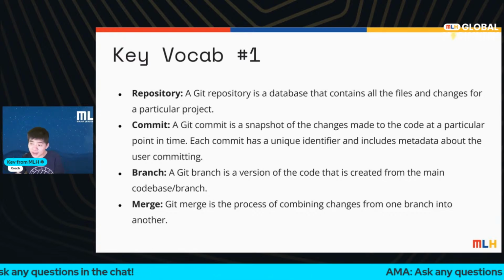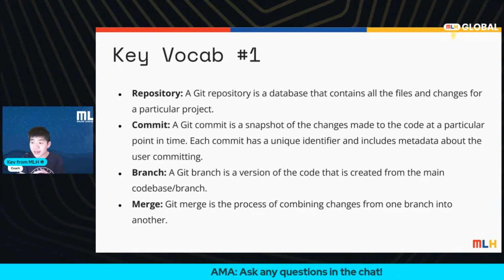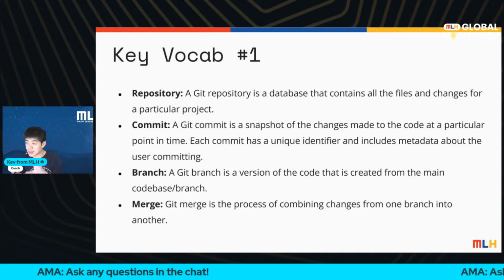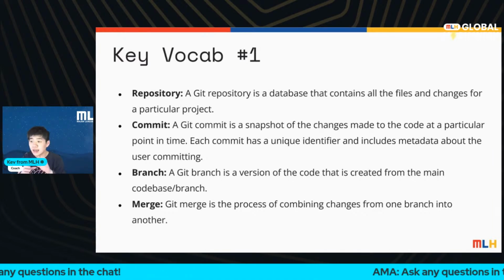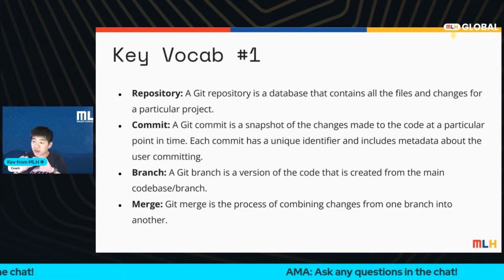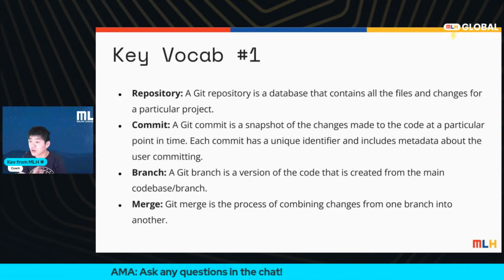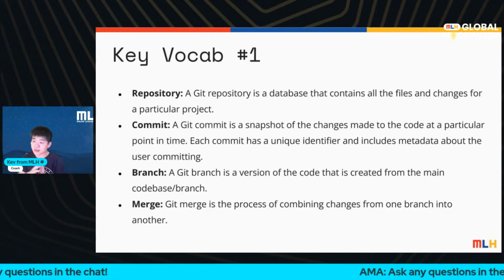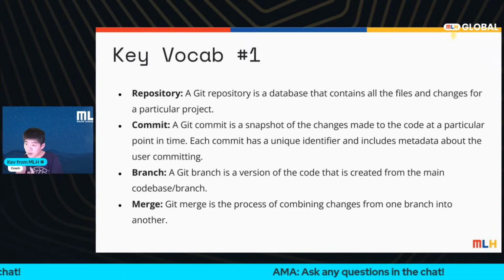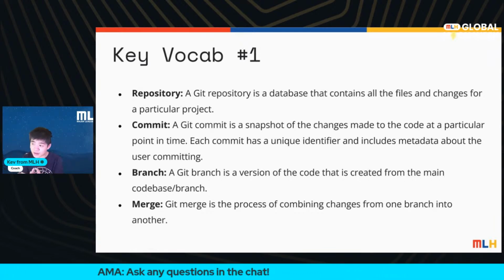Okay, so commit. A Git commit is essentially a snapshot of all the changes you made at a particular point in time. Each commit is given a unique identifier, and that includes metadata. This is how your repository can tell the difference between each commit. Essentially, how the workflow generally works is you'll create a repository, you'll make changes to the repository, you'll commit those changes. Essentially, it's saying these changes are final, I want to make them. And those will be sent to your repository.